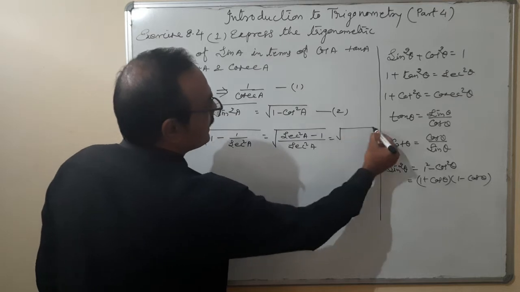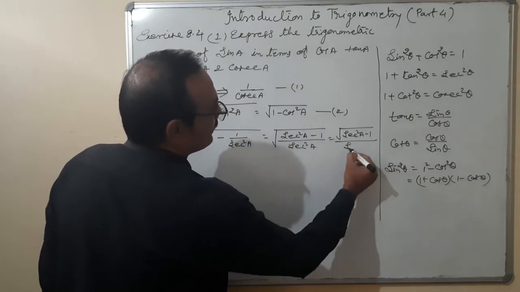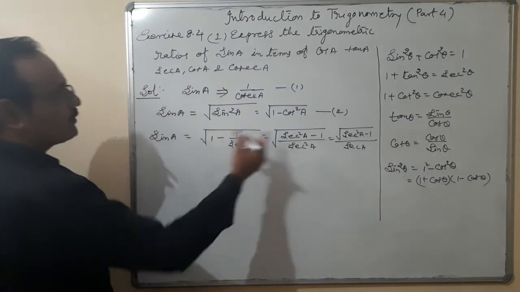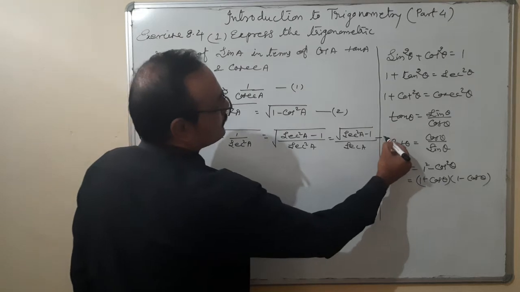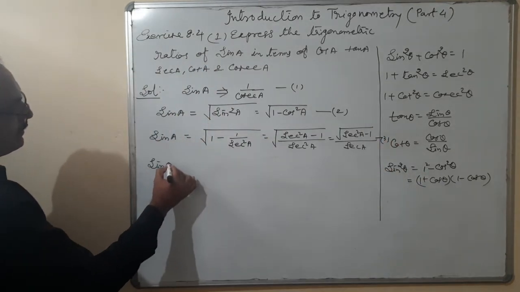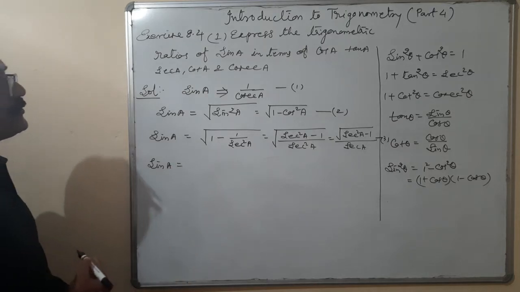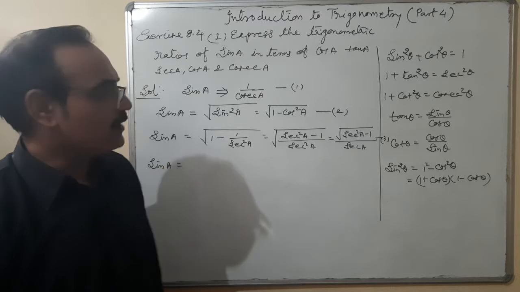That means under root sec square A minus 1 upon sec A. This is the conversion of sin A into the form of sec A. Okay. Next one, sin A I am going to convert into the form of tan A. Okay, sin A into the form of tan A.